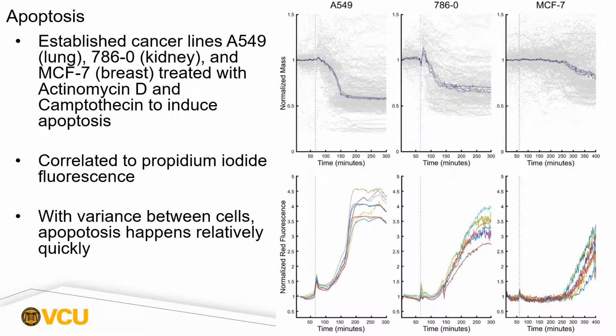And with variations between the 3 different cell lines, you can see apoptosis happens relatively quickly. And with treatment beginning at 60 minutes, indicated by these blue lines, A549 has lost almost all its mass by 150 minutes since the start of monitoring, while the slightly slower MCF7 is still losing mass 400 minutes after the start of monitoring. And you can see there is a correlation between our fluorescent signals and our biomass signals, indicating what we're seeing is apoptosis.